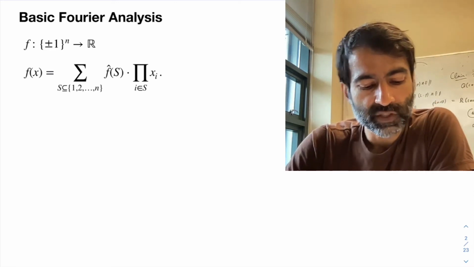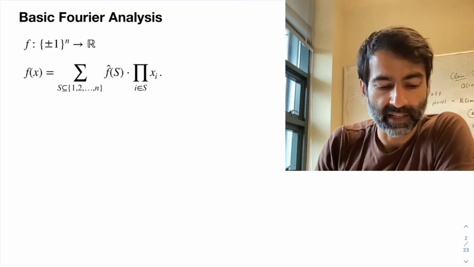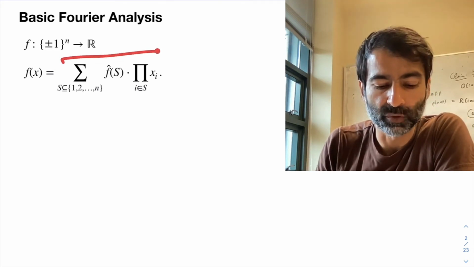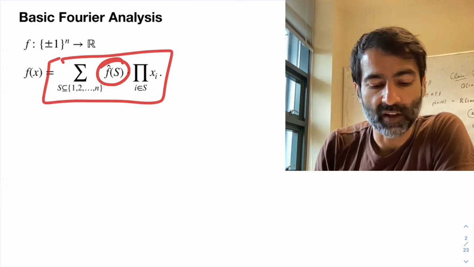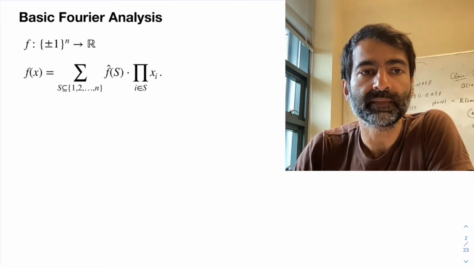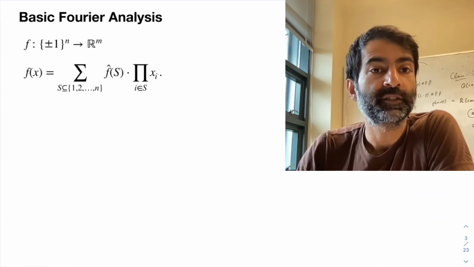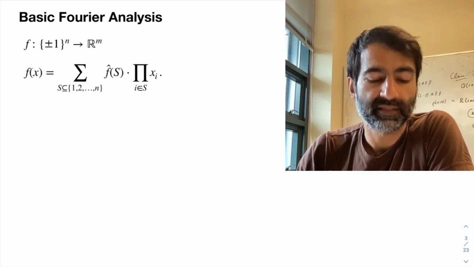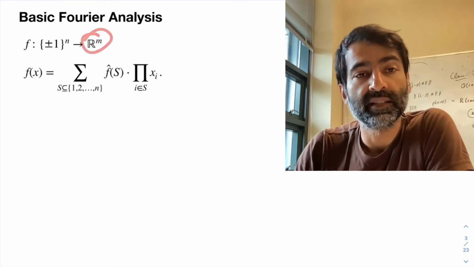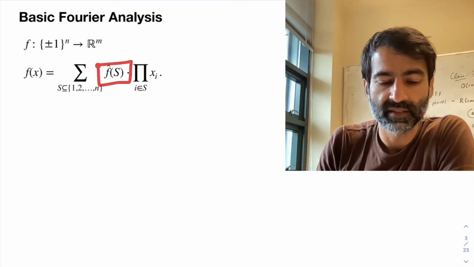For every function f that maps the cube into the reals, Fourier analysis says that the function f can be viewed as a polynomial like this, where these constants here are called the Fourier coefficients of f. Now, if the function maps not into the real numbers but into a higher dimensional space, like this, then the same identity holds, except now the Fourier coefficients are vectors.